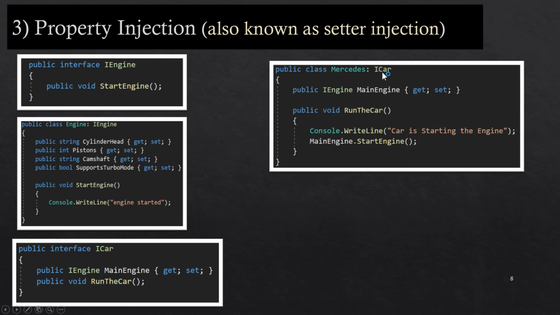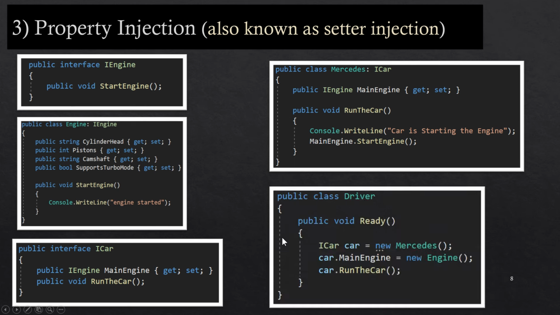Now we have a Mercedes class. This is our actual class. It is taken from the interface iCar, which enforces that a car must have a main engine. So it has a main engine, and the car must have a run the car method. So it has the run the car method.